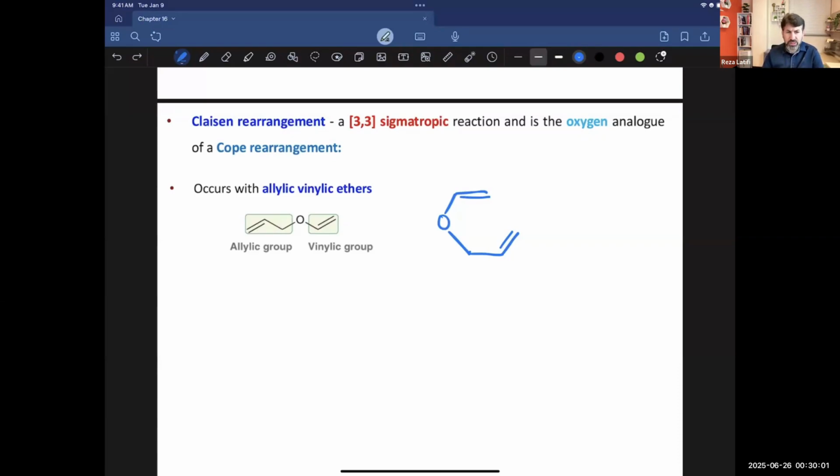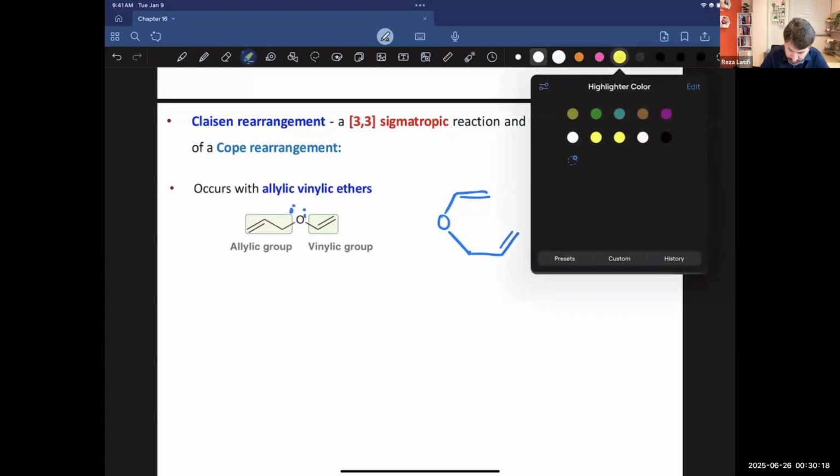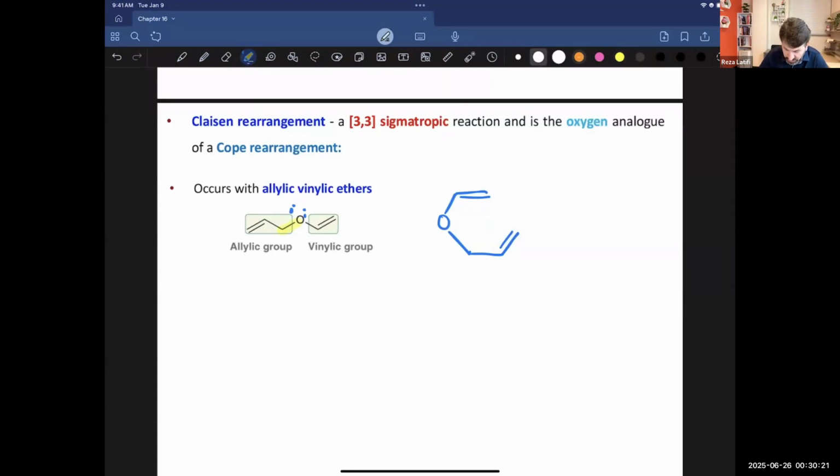In the Claisen rearrangement, we have a vinylic group attached to oxygen, and on the other side we have an allylic group. So technically we have an ether. Our oxygen has 2 lone pairs and is attached to 2 carbons, one of them through sp3 hybridization, and the second carbon attached to oxygen through sp2 hybridization. So I have sp3 here. On that carbon, it has sp2 hybridization.